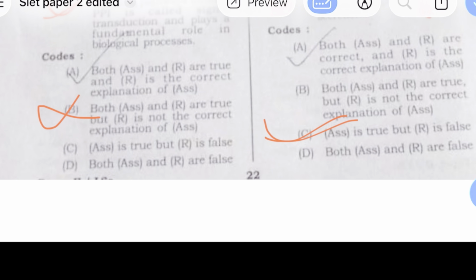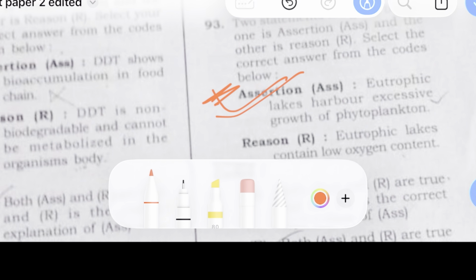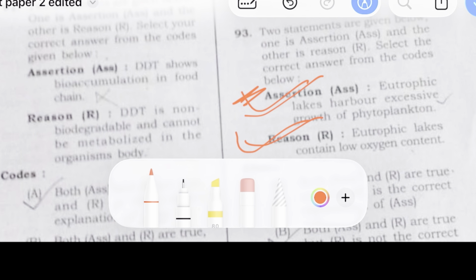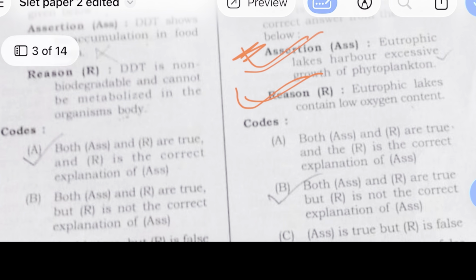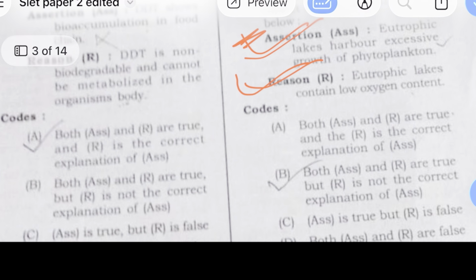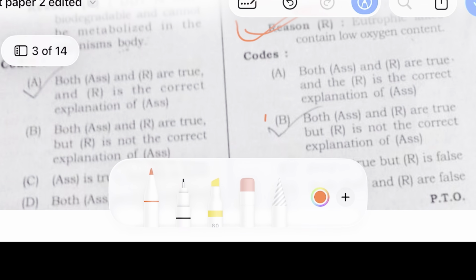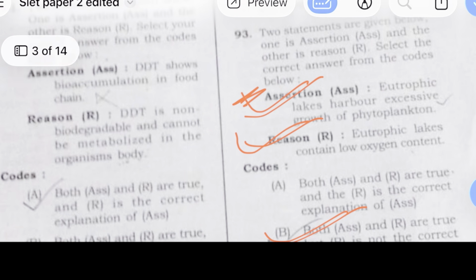Coming to the next question. It is from ecology. Eutrophic lakes harbor excessive growth of phytoplankton. Yes, it is true. And the reason is saying that eutrophic lakes contain low oxygen content. This is also true. But remember, reason is not the correct explanation of assertion, because low oxygen content is not the reason of excessive phytoplankton production. So the correct answer will be option number B. That is, assertion is true, R is also true, but they are not the correct explanation of assertion.